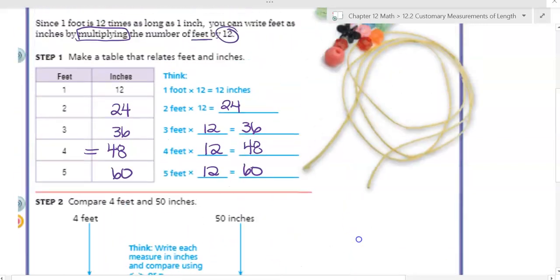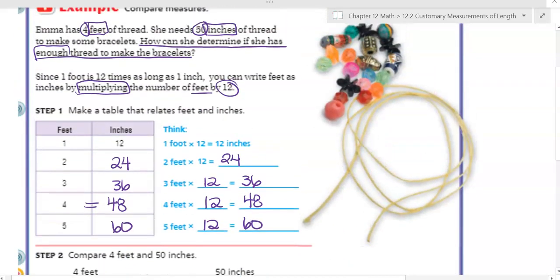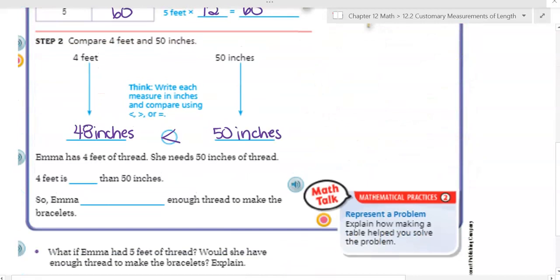So going back to our question, how can she determine if she has enough thread to make the bracelets? She has 4 feet, but she needs 50 inches. So does she have enough thread? No, because 4 feet is less than 50 inches. So Emma does not have enough thread to make the bracelets.